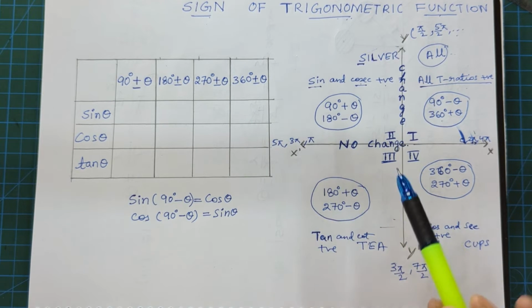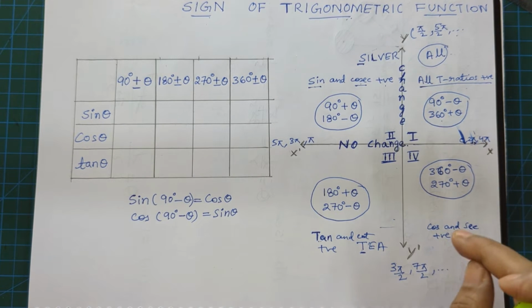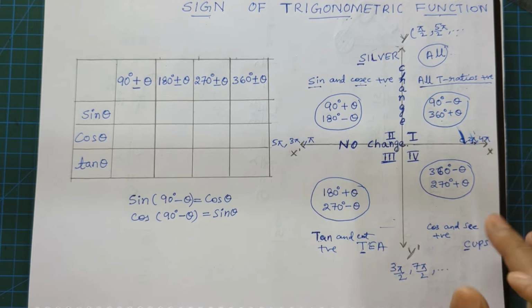Then in third quadrant, T, remember T is for tan, tan's reciprocal cot. In third quadrant, only tan and cot are positive, remaining 4 trigonometric ratios are negative. Fourth quadrant is cups, C means cos, cos reciprocal sec. So in fourth quadrant, only cos and sec are positive, and remaining trigonometric ratios are negative.